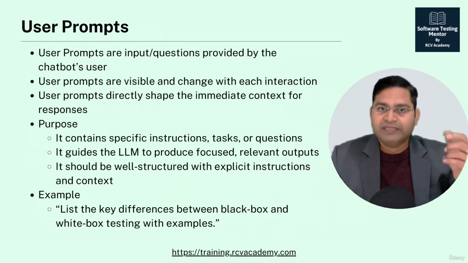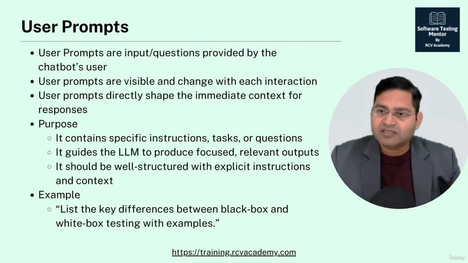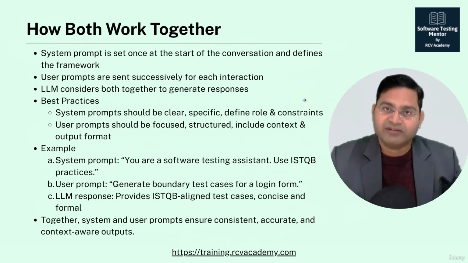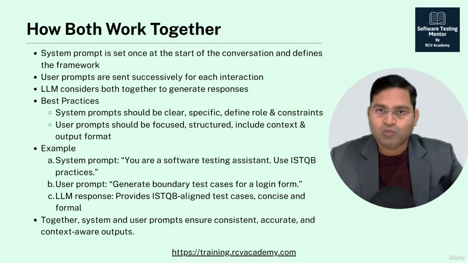System prompt once, then further in that instance you can follow with the user prompts to get the answers, and the LLM will respect the details that you have set in the system prompt. Now how both of these work together: the system prompt is set once at the start of the conversation and defines the framework. User prompts are sent successively for each interaction. So system prompt once: I want answers in the formal tone. That's once you set it.